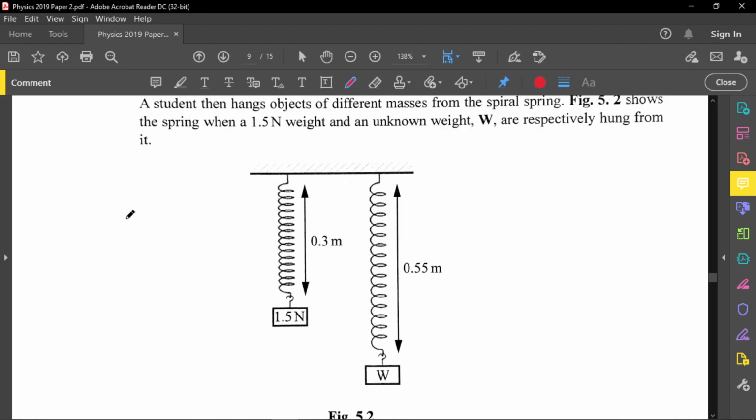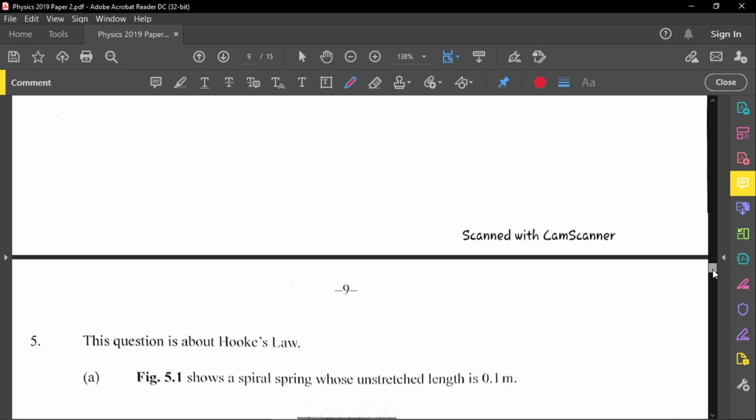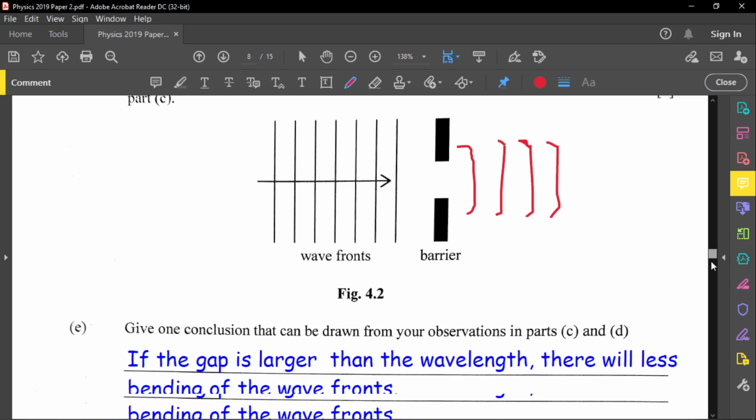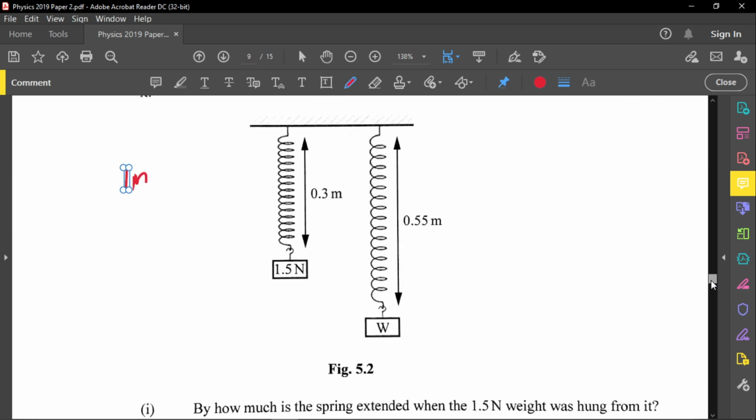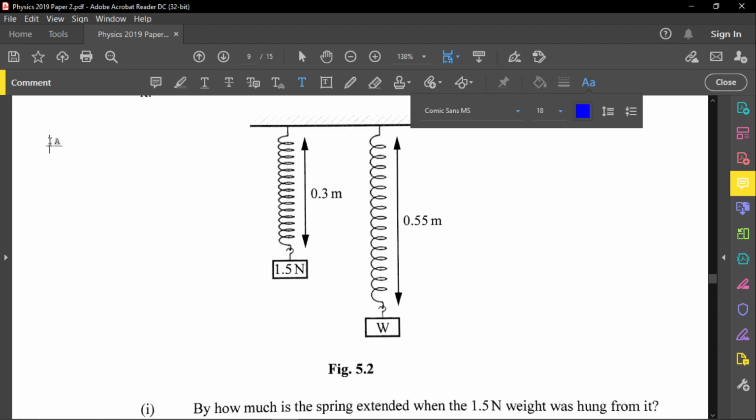The unstretched length was 1 meter, that's what they said, right? Let me go back to it. I want to make sure. Oh, I've gone too far. Oh, 0.1 meter. Okay, 0.1 meters. All right, let me erase all of this. So the unstretched spring is 0.1 meters. Just to make a note of that. I'll type that in. So here is the unstretched.